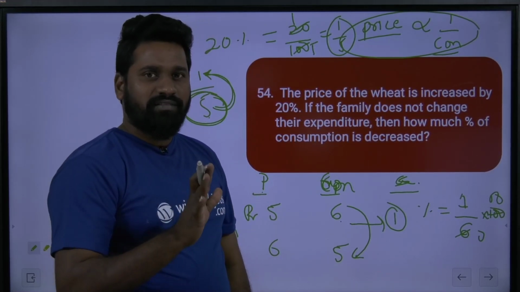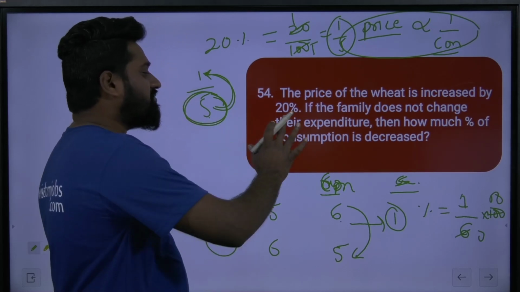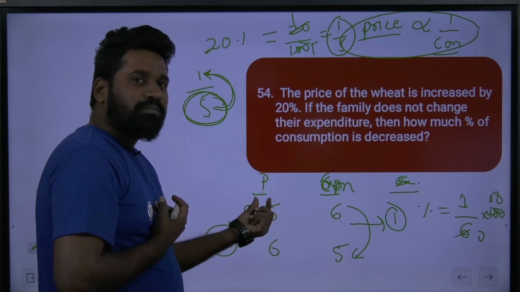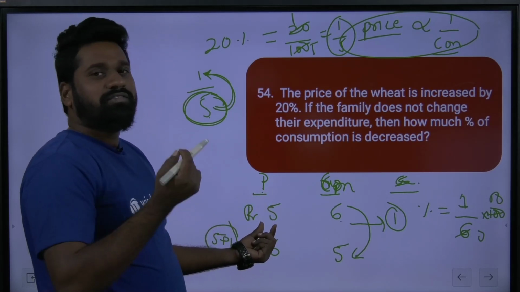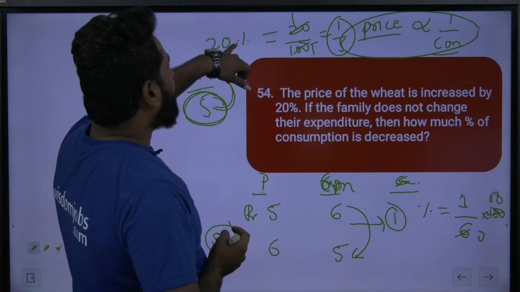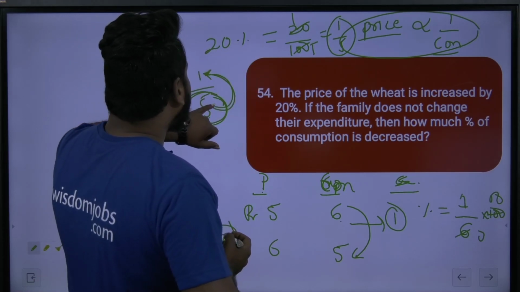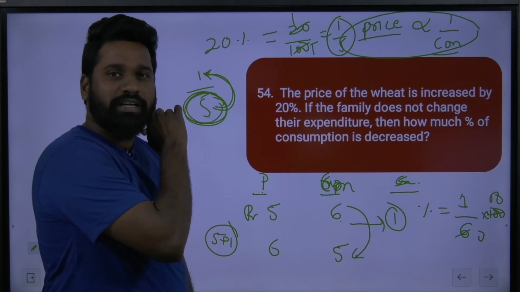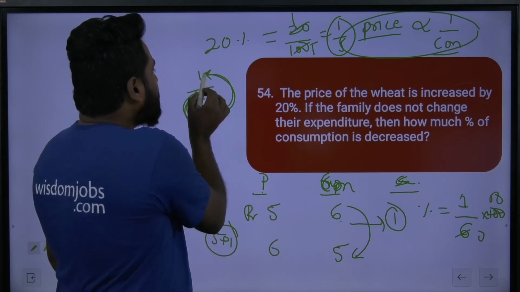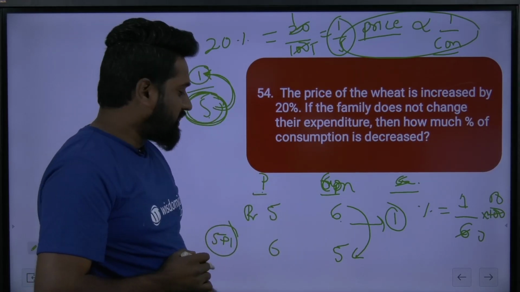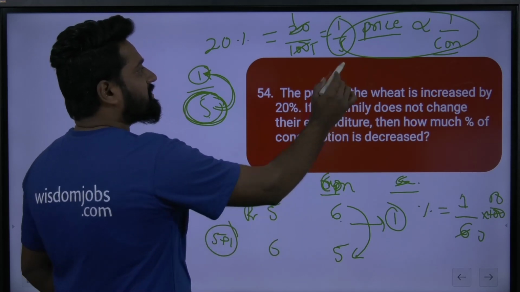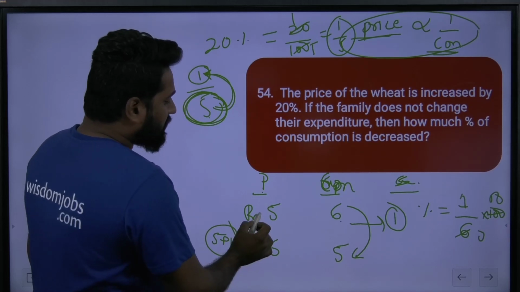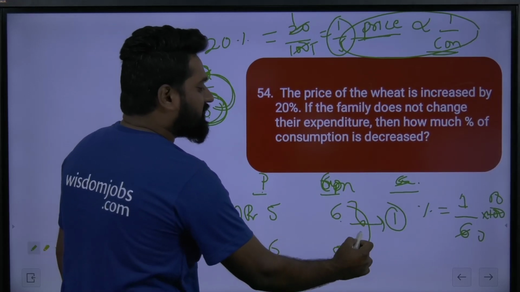Is there any doubt? Everything is clear, right? So instead of using the formula, you can do it in this method also. What I am doing here: first I am taking the price of sugar or wheat as 5 rupees, because if you convert 20%, you get a fraction 1 by 5. This 5 indicates the initial value before increasing. After increasing, this much value is increasing, that is 6 rupees. Just now we discussed price and consumption are inversely proportional to each other. If this price is 5 and 6, then it becomes 6 and 5.